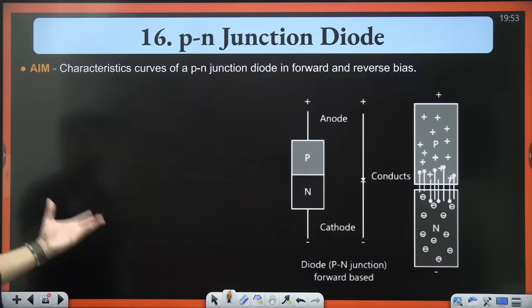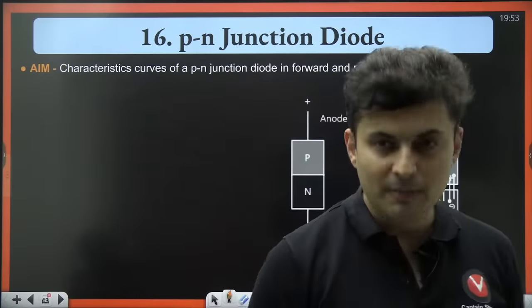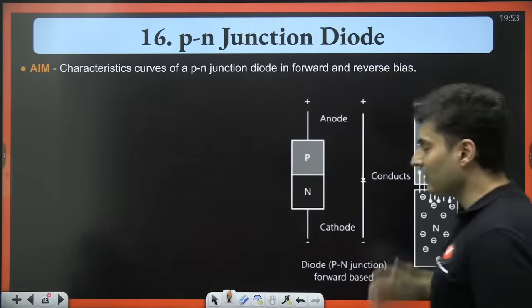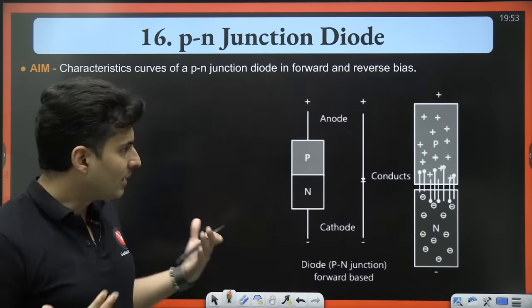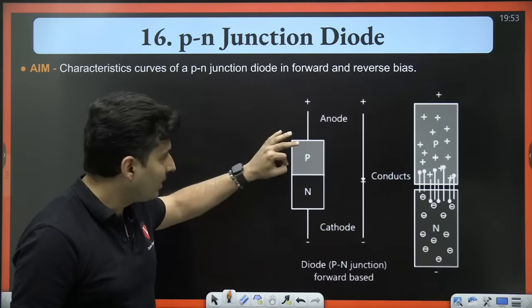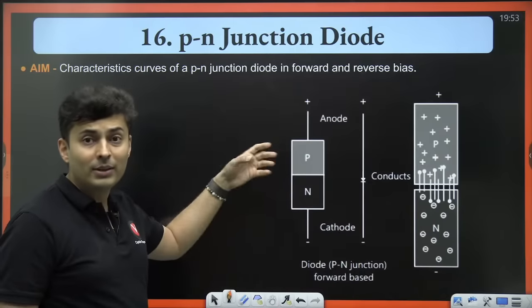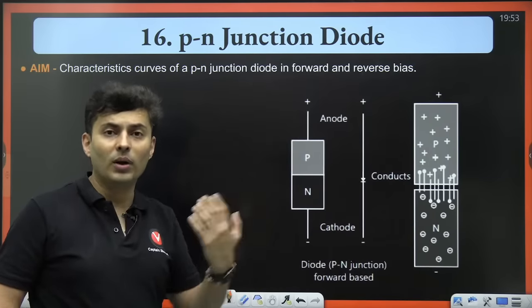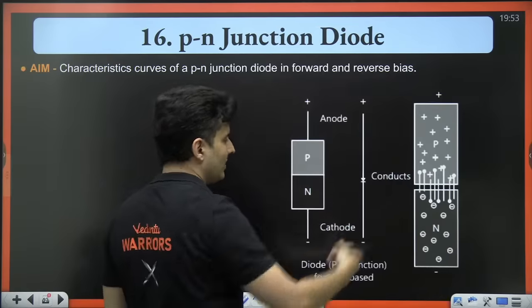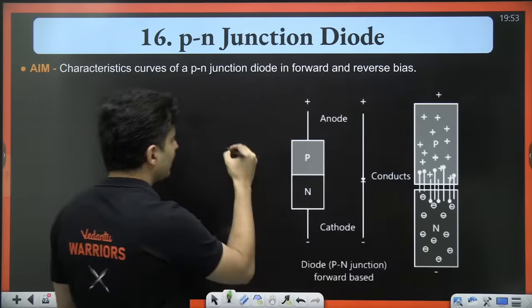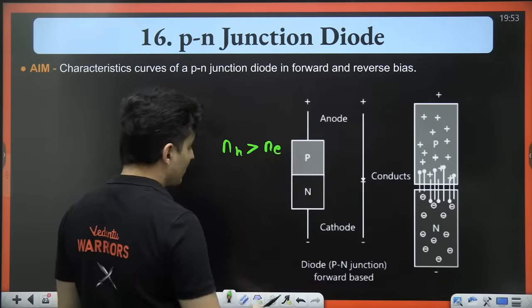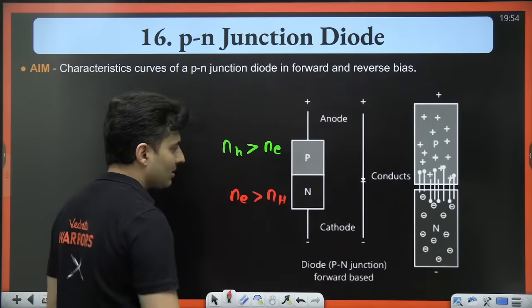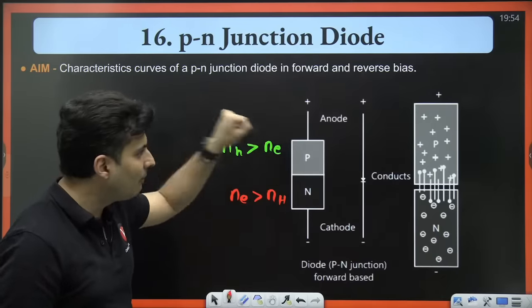Awesomeness. Next one, on PN junction, where you draw or understand the characteristics of the PN junction diode in the forward and the reverse bias. Remember, a PN junction is where on one side you dope it with a pentavalent impurity and the other side with a trivalent impurity, to make one side electron excess and one side hole in excess. So the P side has more holes than electrons, and the N side has more electrons than holes, right? And then you join them together to make a PN junction.